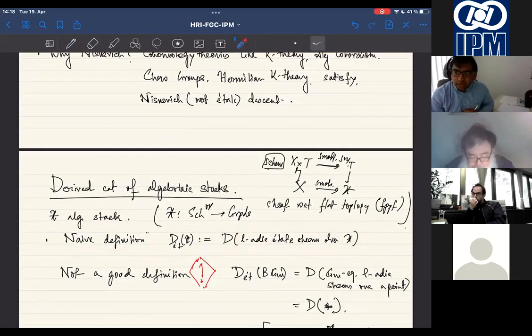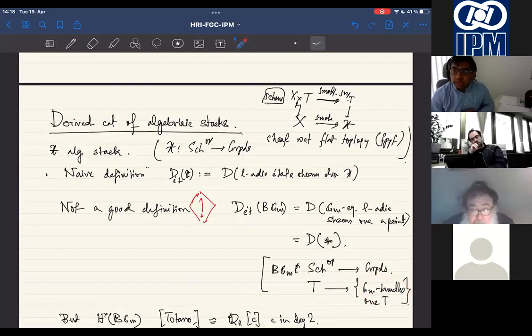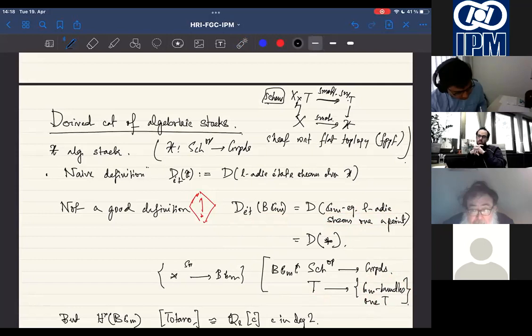But if I do that, I run into a problem. The problem is that if I consider the derived category of BG_m, where BG_m means you send your scheme T to the parameterization of all G_m-bundles, then the derived category of BG_m turns out to be the derived category of all G_m-equivariant l-adic sheaves over the point. This is because, for BG_m, the point is actually the atlas, so such a morphism is smooth and surjective.